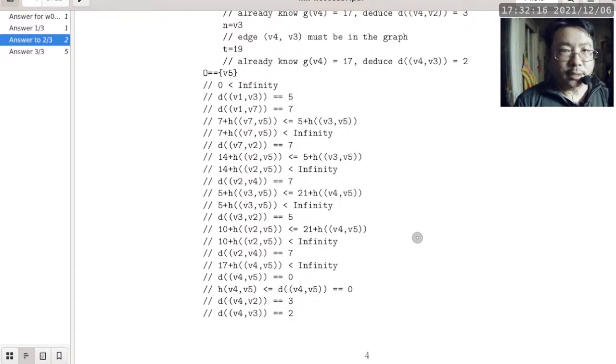Is that okay? Does that kind of work out? The D's are not the issues. The distance of the edges, those we can figure out pretty easily. The tricky part is the H values, the heuristic values in this case.